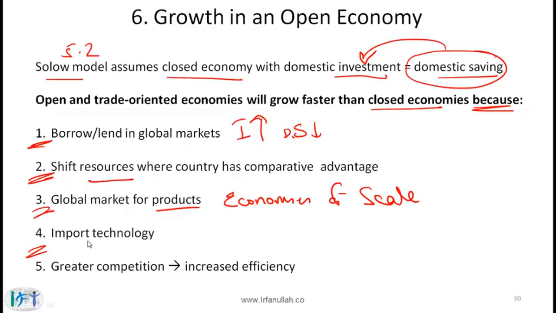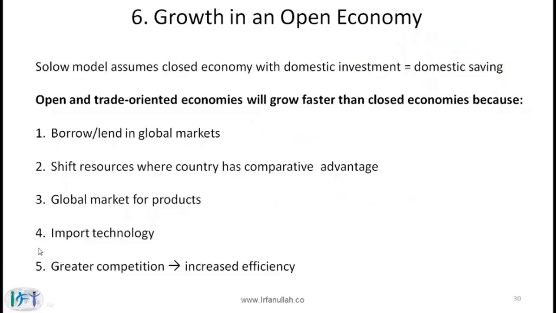Companies and countries are able to import technology more efficiently. So rather than having to do all research and development on their own and having a long period to innovate, companies can adopt technologies that have been developed in other countries and hence grow at a relatively faster rate. Finally, greater global competition will force companies to become more efficient, which again encourages growth.